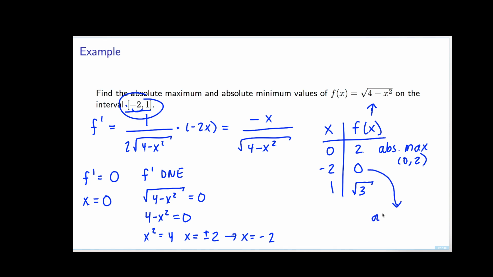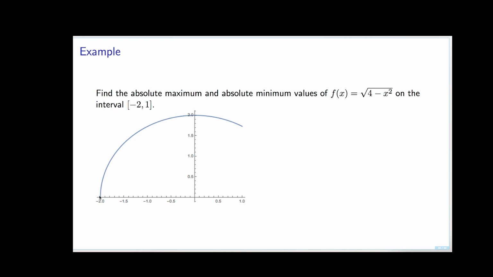So our absolute min occurs at the point x is negative 2, f of x or y is 0. And again, we can check that with a graph of this function on the interval negative 2 to 1. We see that on this closed interval, our absolute min is in fact at the point negative 2, 0, and our absolute max on this interval is at the point 0, 2.